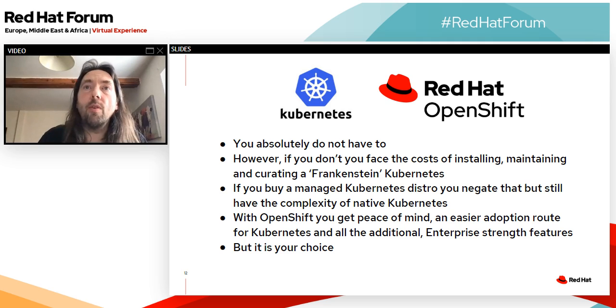With OpenShift, you get peace of mind, an easier adoption route for Kubernetes, and all the additional enterprise strength features that we think you need. The security side, the ability to monitor and maintain, the ability to spin up and spin down nodes from the user interface. All of these things through a fantastically opinionated user interface. But at the end of the day, it's your choice. You can choose to deal with the complexities of Kubernetes, or you can choose to deal with OpenShift.